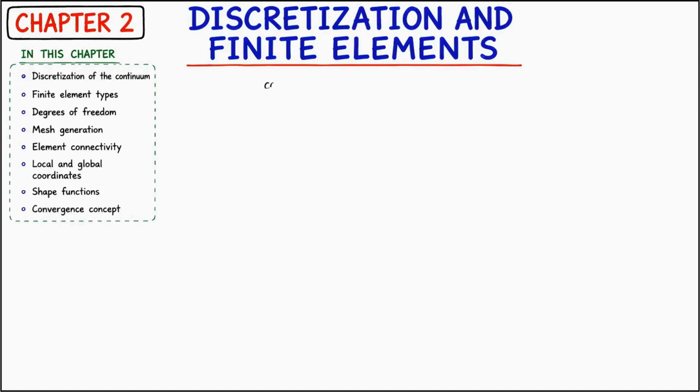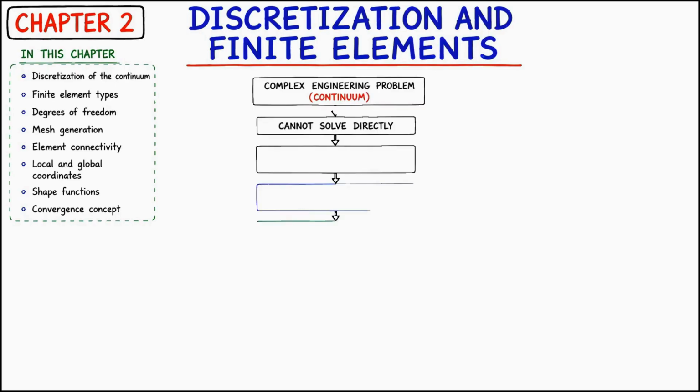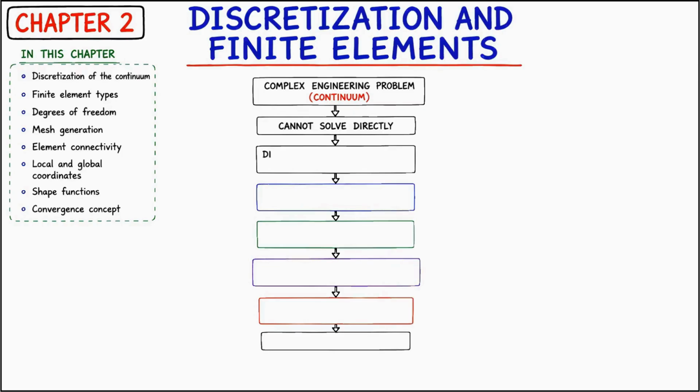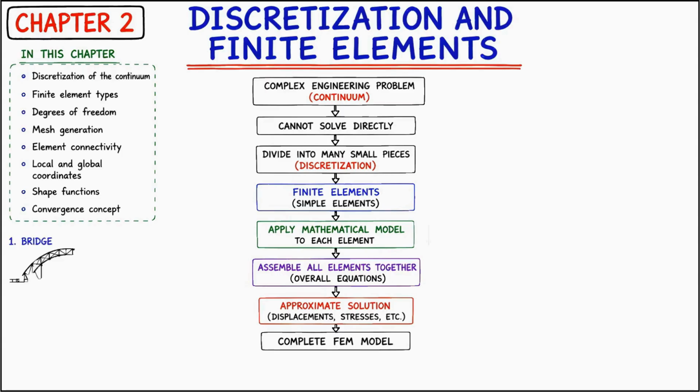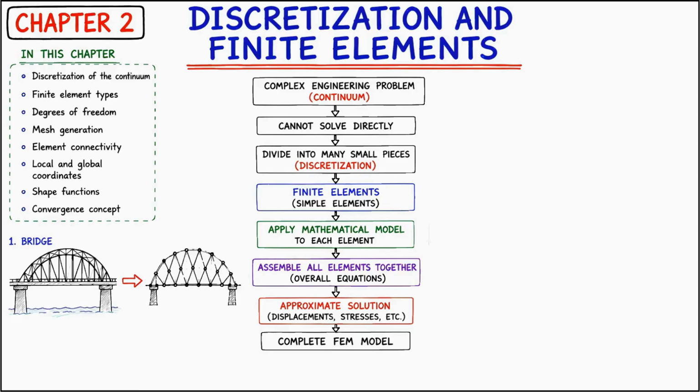Let's first look at the chapter contents. In this chapter, we will study discretization, finite element types, degrees of freedom, mesh generation, element connectivity, local and global coordinate systems, shape functions, and the convergence concept. These topics form the foundation of every finite element analysis. Now consider the flowchart shown in the center.